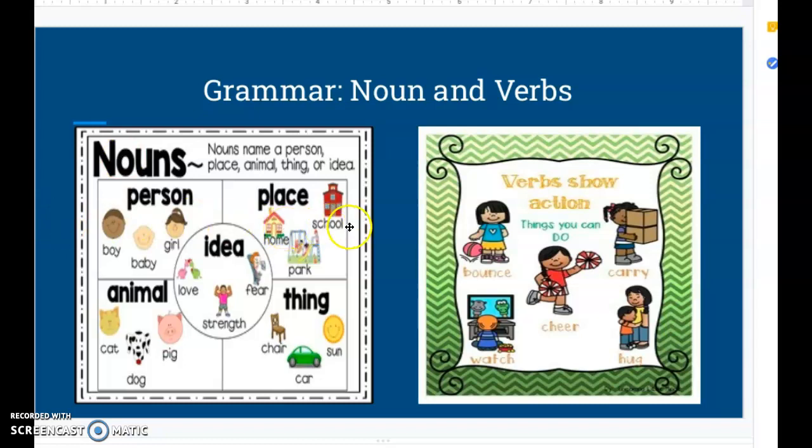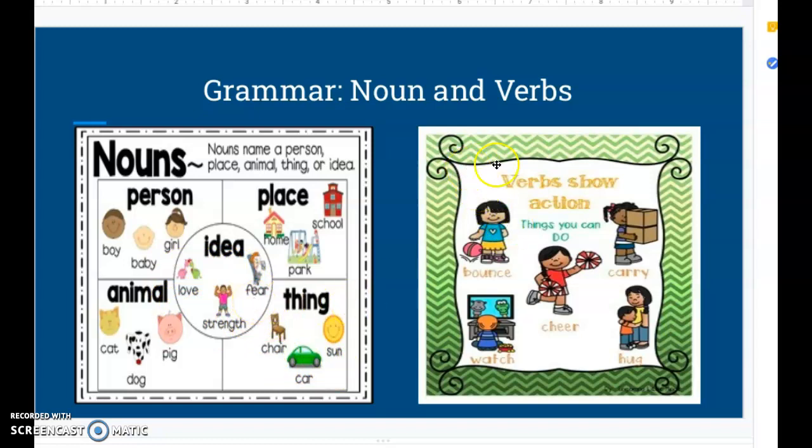Then we have places like school or the park or your house. Animals can be cats, dogs, pigs, bears. Things can be chairs, cars, or the sun, pencils, erasers, your bed. And the idea is love, strength, fear, scared, those kind of things.